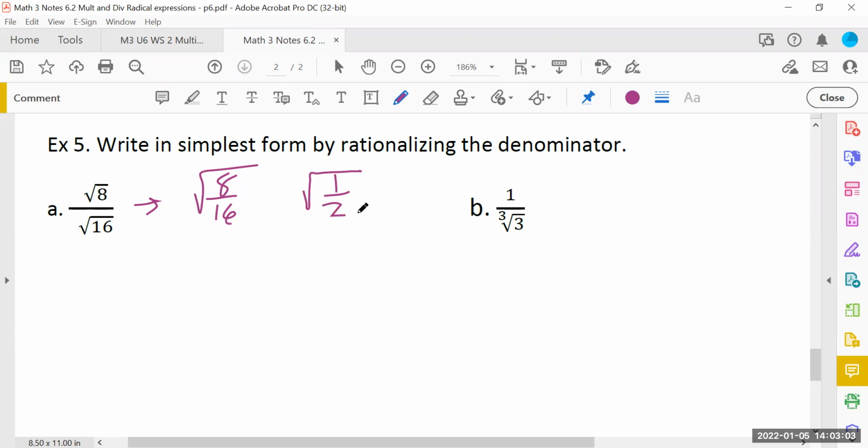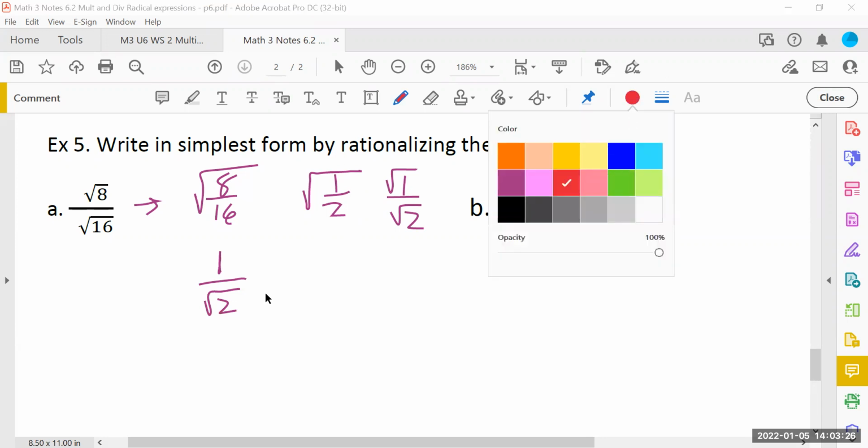I can't leave it like that because I've got a fraction inside the square root. So I'm going to break it up: the square root of 1 over the square root of 2. The square root of 1 is just 1. The square root of 2, though, on the bottom, doesn't simplify right now. In order to simplify that, I need another 2.